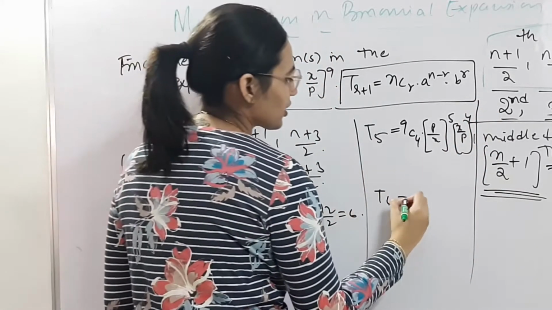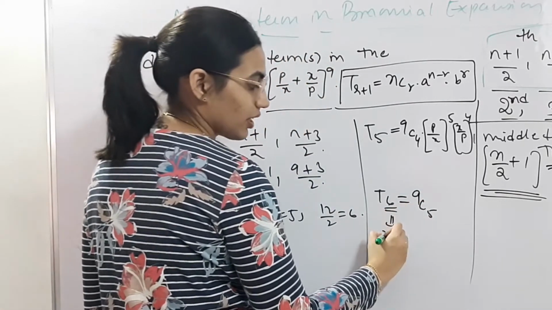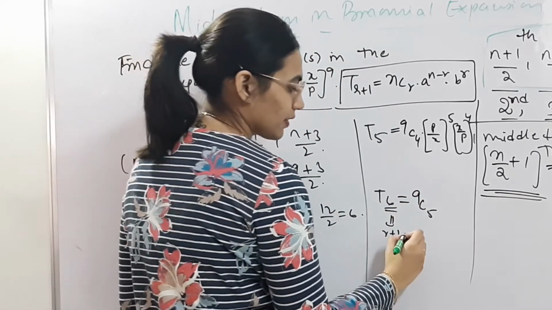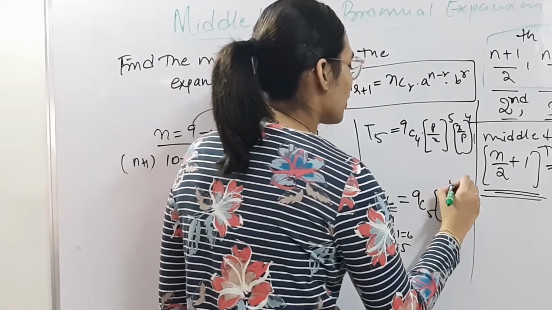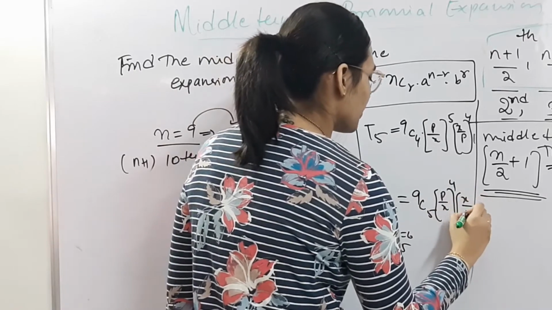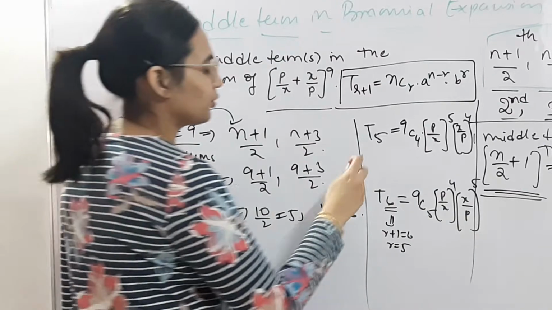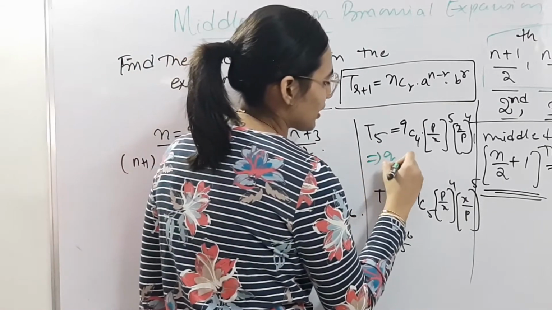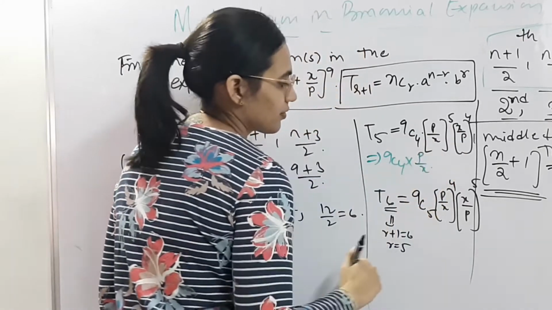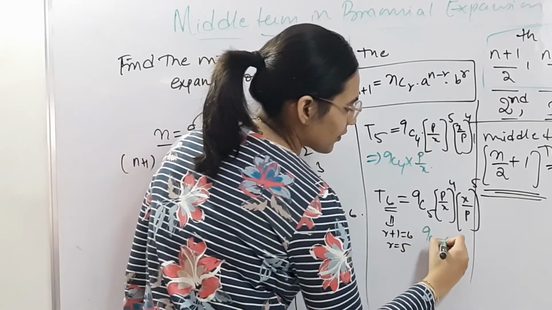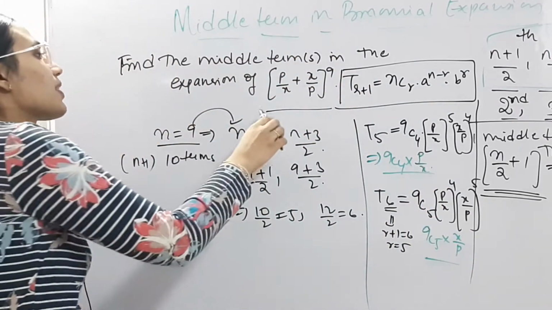Okay, and then what is P6 here? 9c5, because 6 is r plus 1 and r is 5. Okay, so 9c5 into (p by x) whole power of 4 into (x by p) whole power of 5. If you further simplify, we get 9c4 into p by x, and this we get 9c5 into x by p. So these two are the middle terms of the expansion.